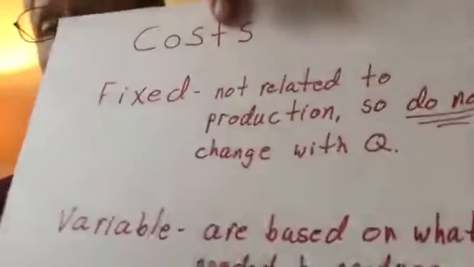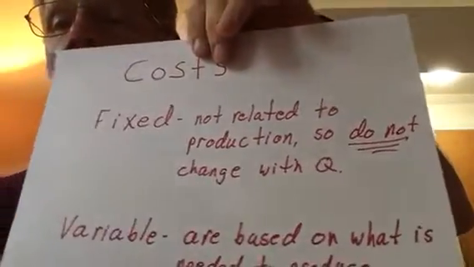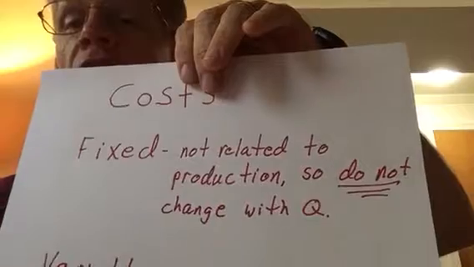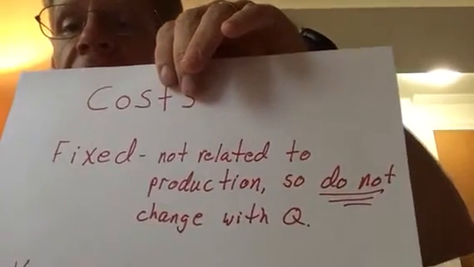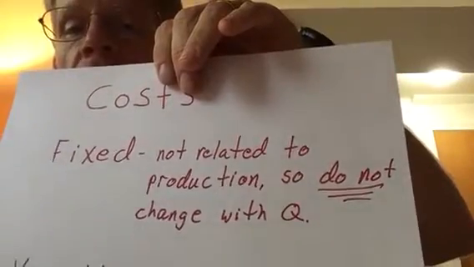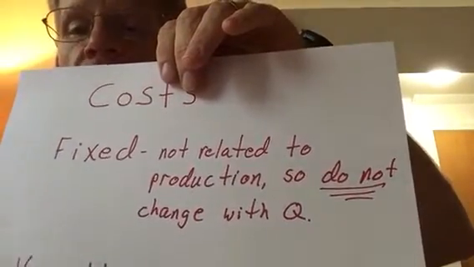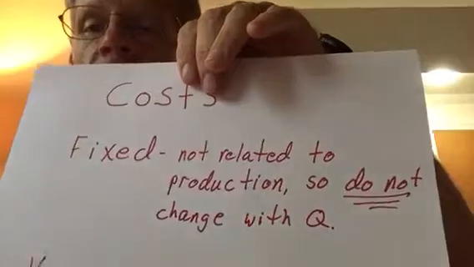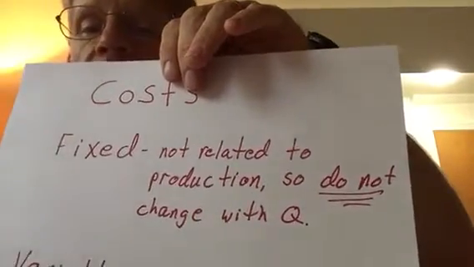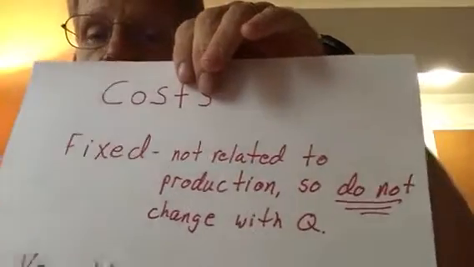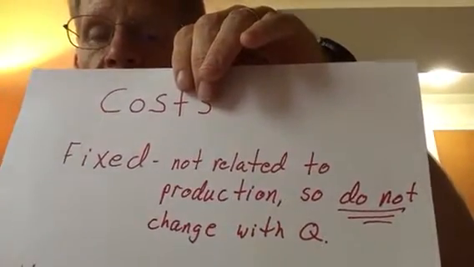I'm going to put this up here, write it all down, and I'll talk through it as you write. Get the size right. Okay, let's do the top first. Costs. Fixed. There are fixed costs that are not related to production, so they do not change with the quantity. That's fixed costs. Okay, what would be an example of a fixed cost?